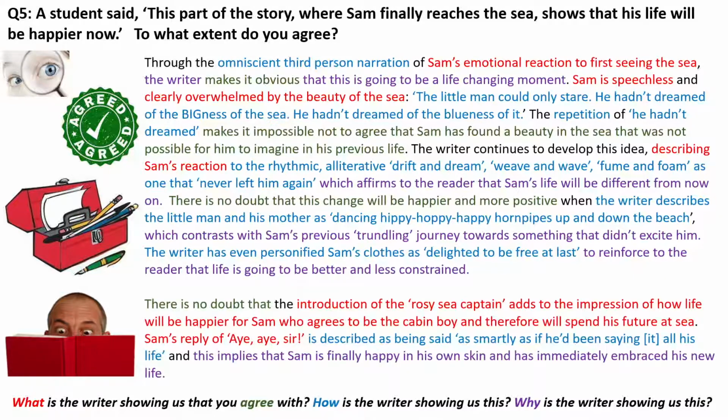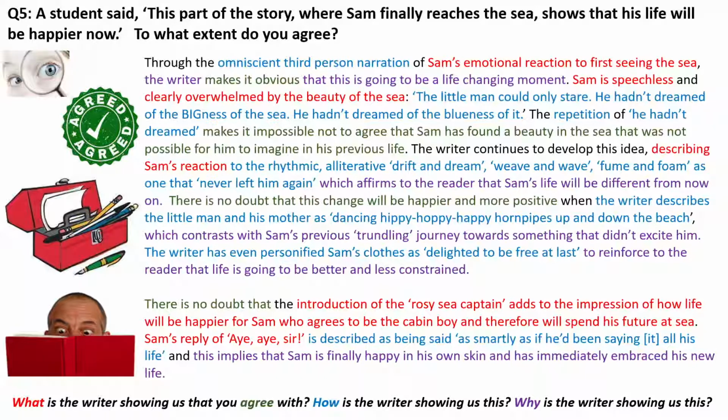There is no doubt that the introduction of the rosy sea captain adds to the impression of how life will be happier for Sam, who agrees to be the cabin boy and therefore will spend his future at sea. Sam's reply of "Aye, aye, sir" is described as being said as smartly as if he'd been saying it all his life, and this implies that Sam is finally happy in his own skin and has immediately embraced his new life.